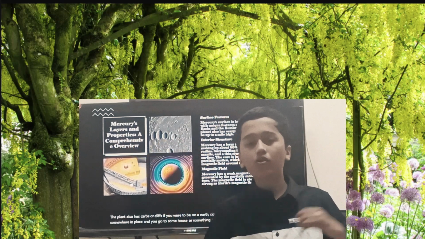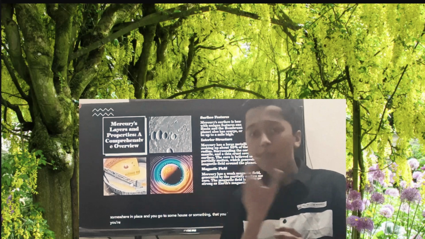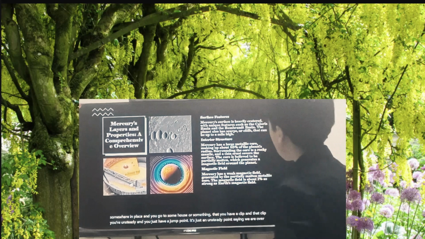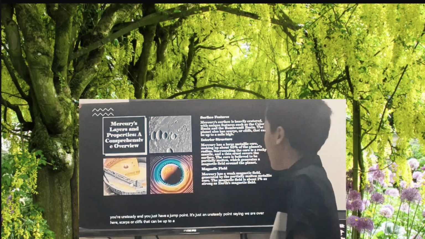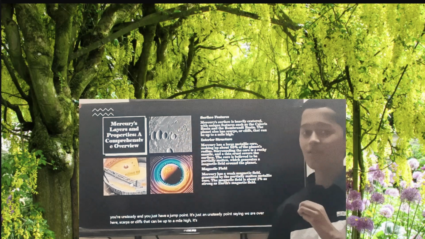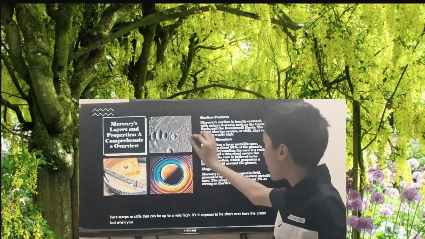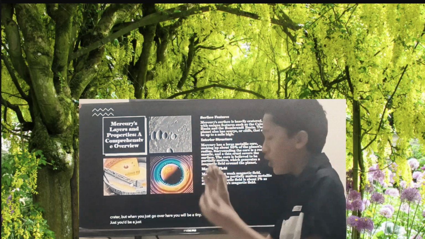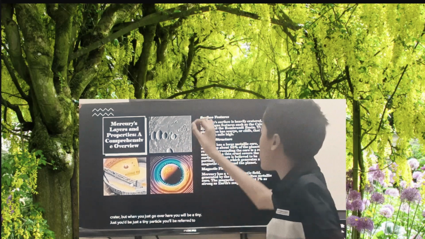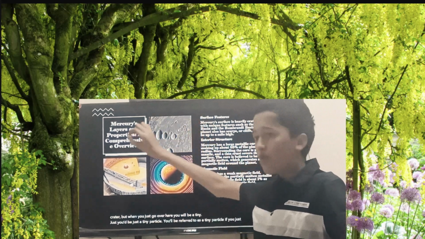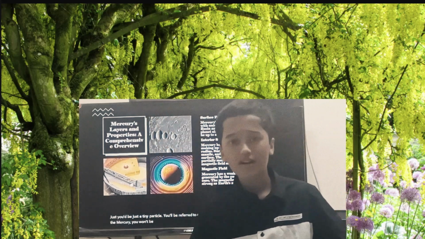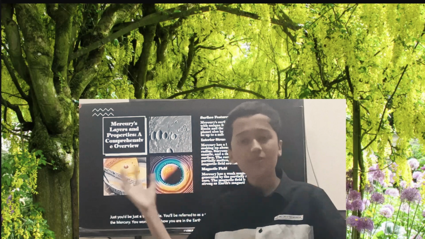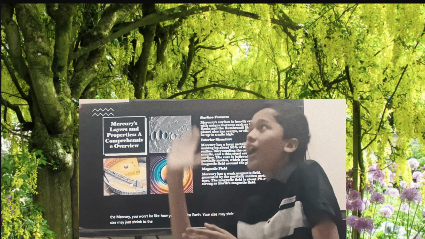And in that cliff, you're unsteady, and you just have a jump point. It's just an unsteady point. Same way over here, there are scarps or cliffs that can be up to a mile high. It appears to be short over here, the crater. But when you come over here, you'll be just a tiny particle. You'll be referred to as a tiny particle if you come towards Mercury. You won't be like how you are on Earth. Your size may shrink on Mercury, thus leading to a mile crater.